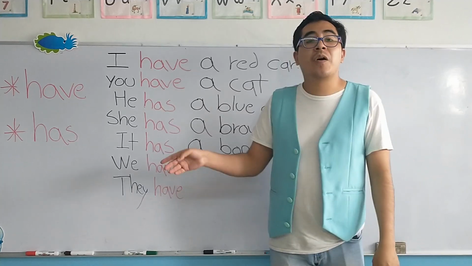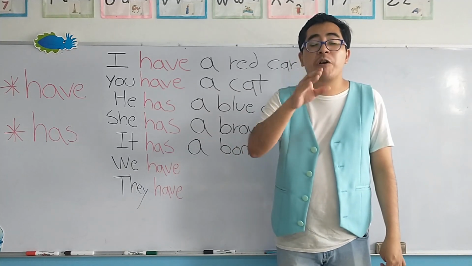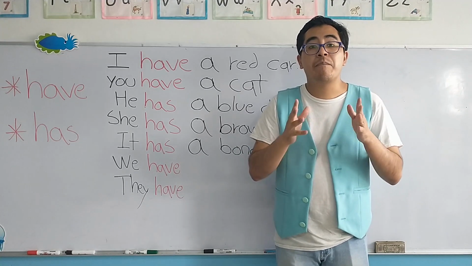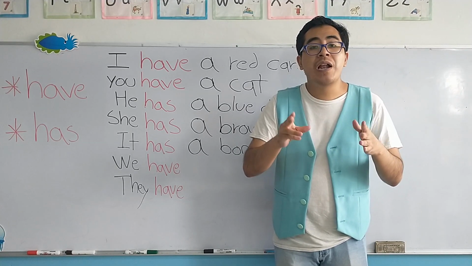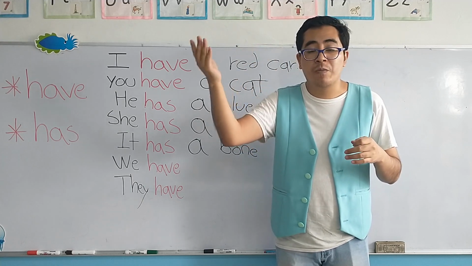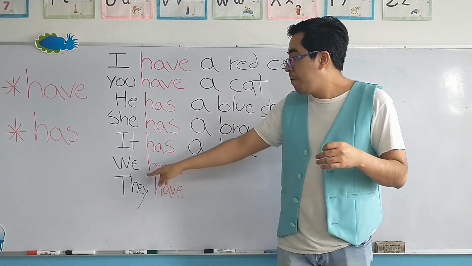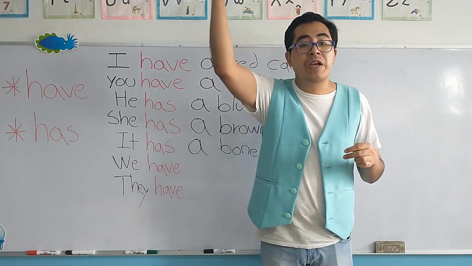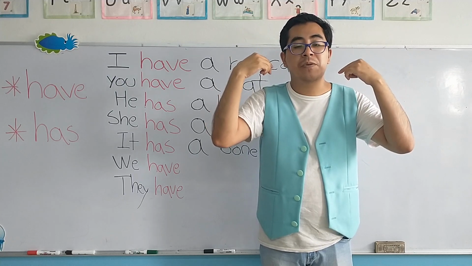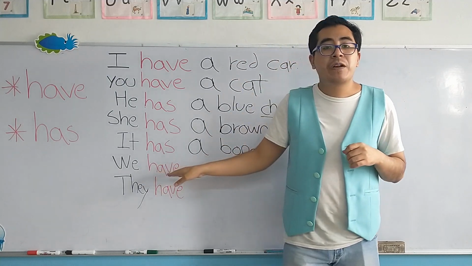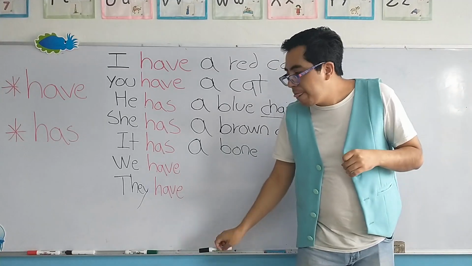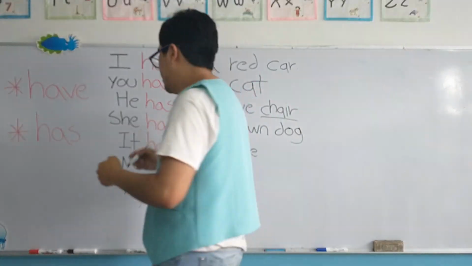Now, let's talk about plural pronouns. Ahora vamos con pronombres en plural. Recuerden, plural, 2, 3 or more people. 2, 3 o mucho más personas. Okay? So, we, remember, it's a group of people in which the person that is talking is included. So, we have, nosotros tenemos, we have a ball, for example.